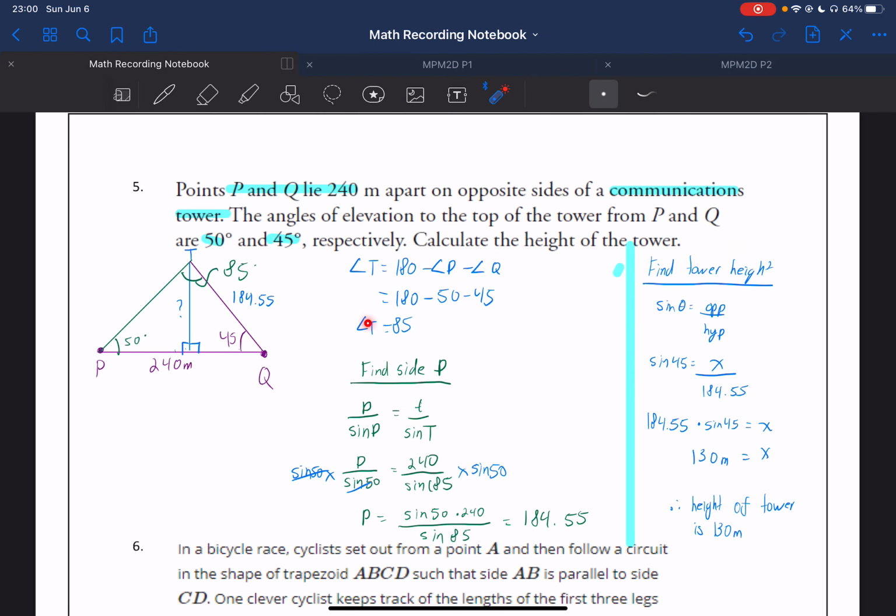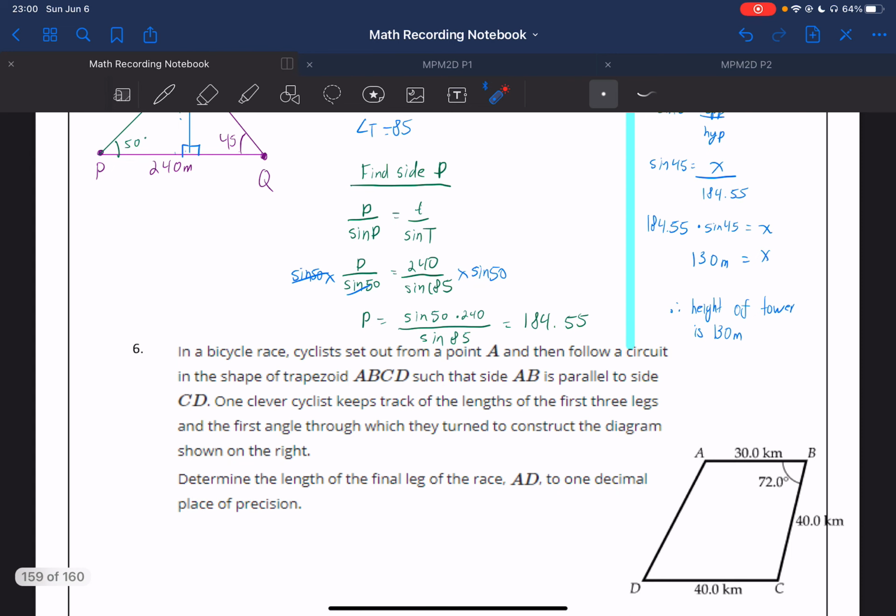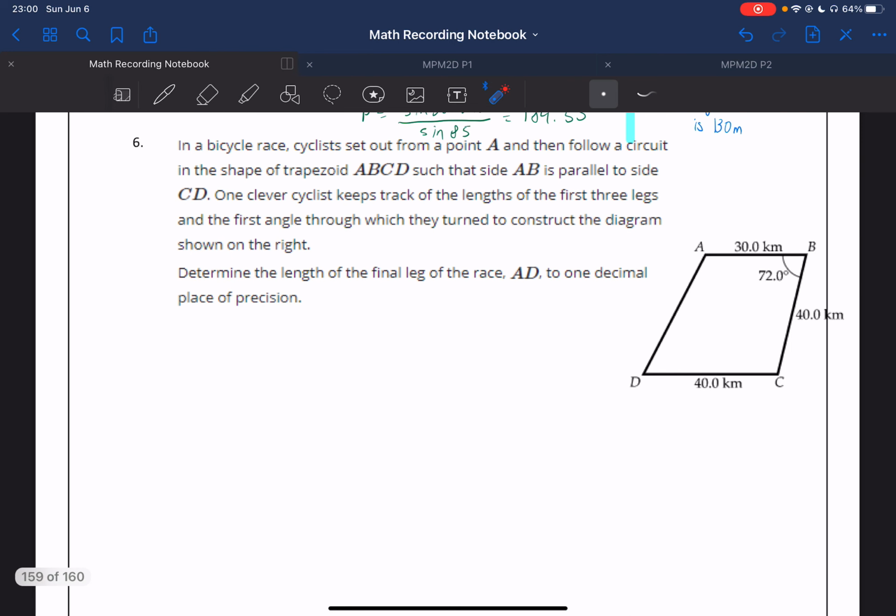We first had to go find the last angle to get a full pair. We then found what one of these lengths is. Again, I chose to go find P. You could have gone and found Q, and it would have been the same sine ratio here to find the height of the tower. Okay, let's look at the next one.